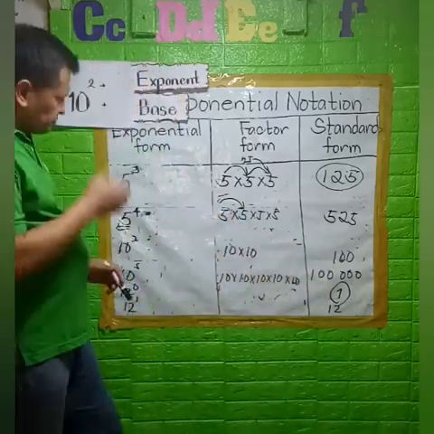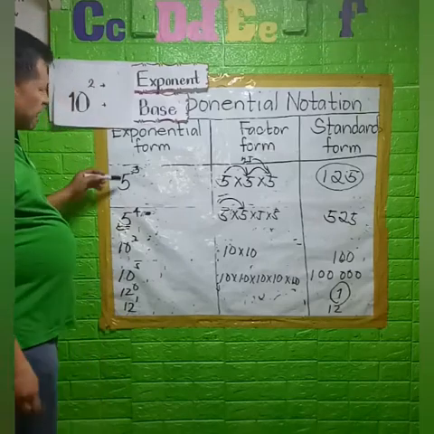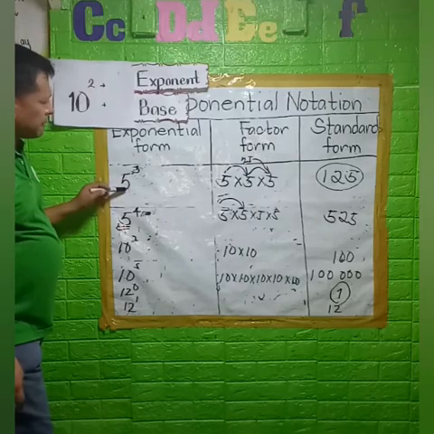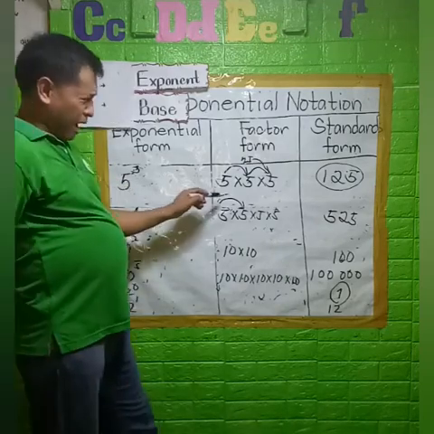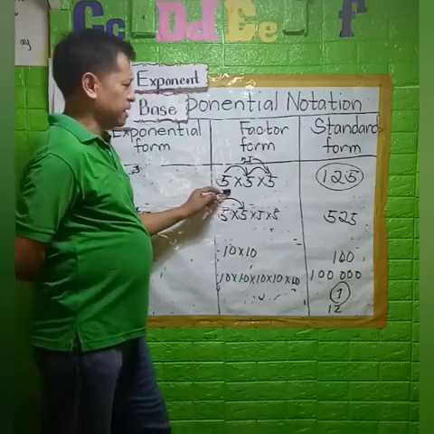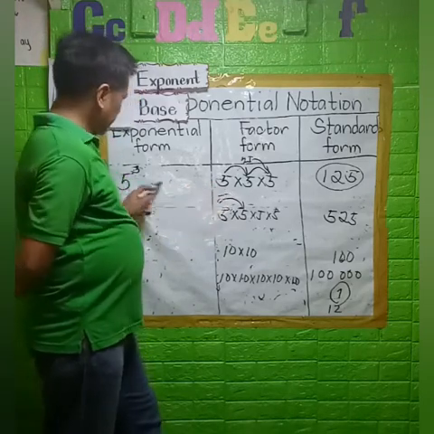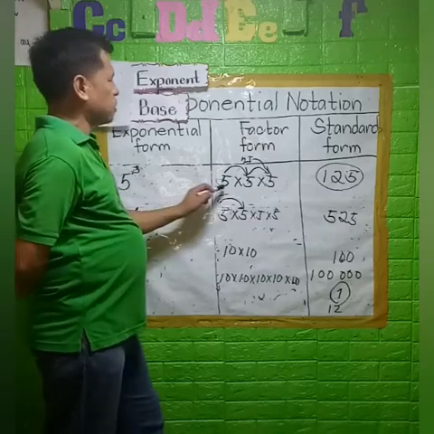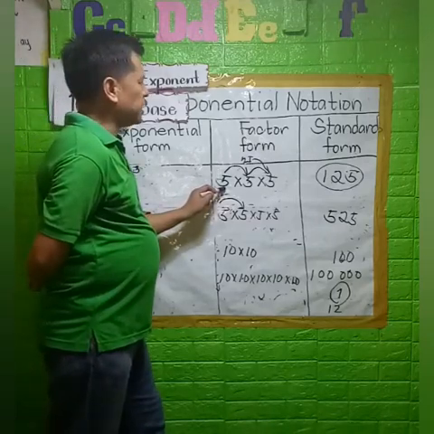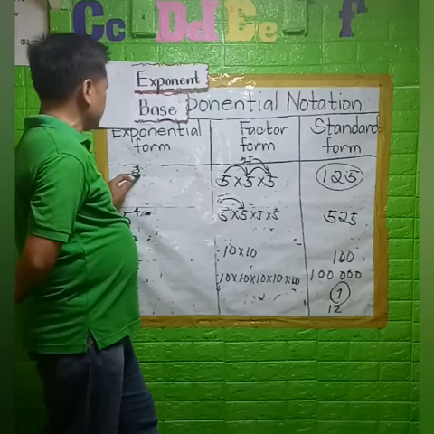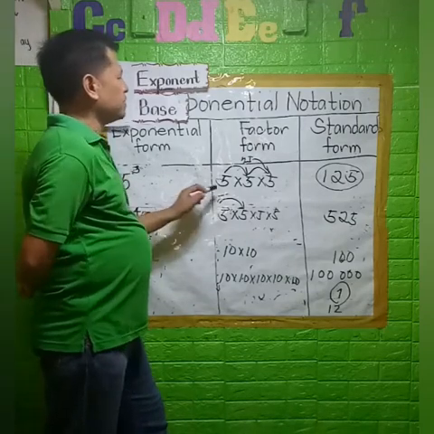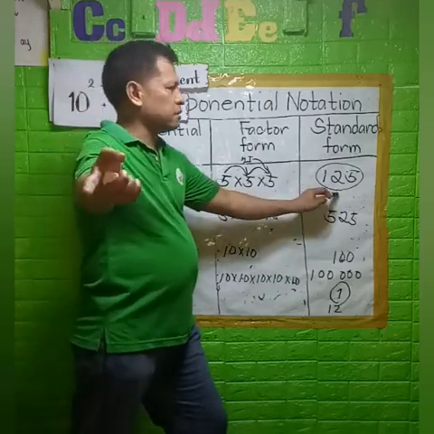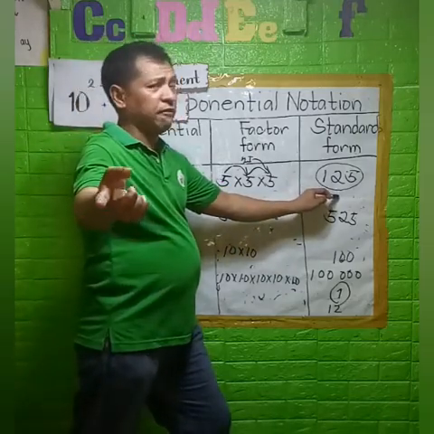Okay, so another example we have here, 5 to the power of 3 or 5 cubed. So how are we going to write it into expanded notation? Simply, you are going to base your answer here. Our base is 5, so we have here 5. Then how many times are we going to multiply it by itself? We have 3. So 5 times 5 times 5. So the value is 125.